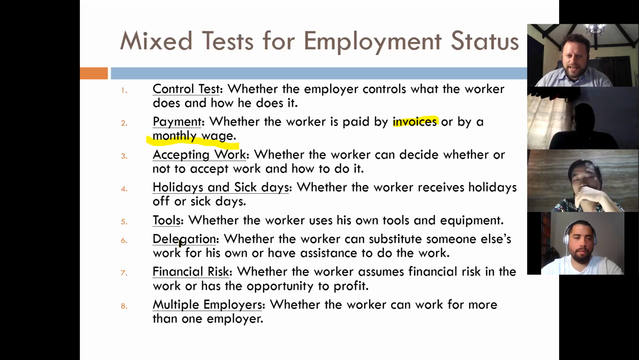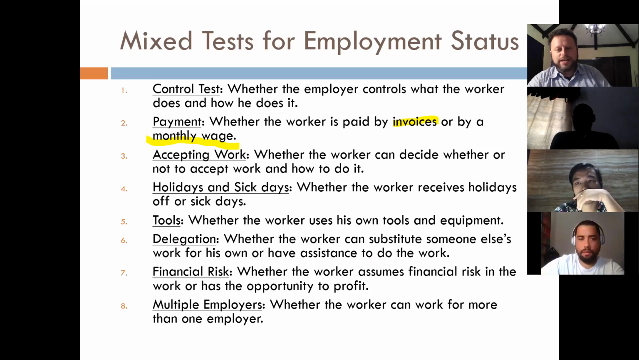Tools, we saw delegation, we saw financial risk, multiple employers. I am an employee. I have one boss. Jody could have 25 jobs today. So all of these tests show us if somebody is an employee or an independent contractor. Let's look at an example.